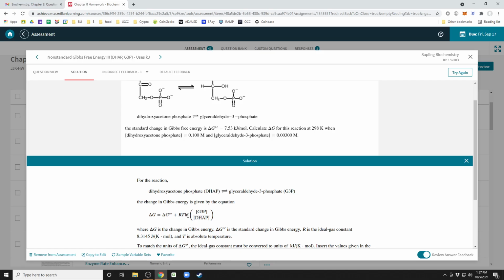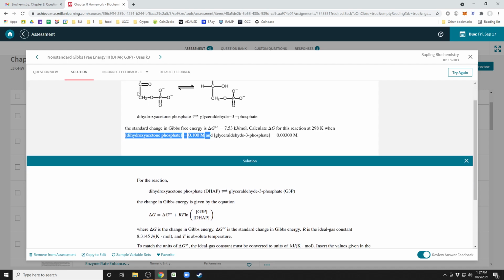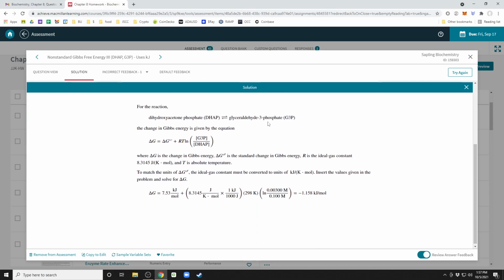That'll then be times the natural log, and inside the natural log is the concentration of your product. You only have one product, and it's only to the first power, so we don't have to worry about any of that. Divided by the concentration of your reactant. Again, it's a 1-1 ratio, so the coefficients are 1 here, and that means we don't have to worry about anything there. We just take product concentration divided by reactant concentration.